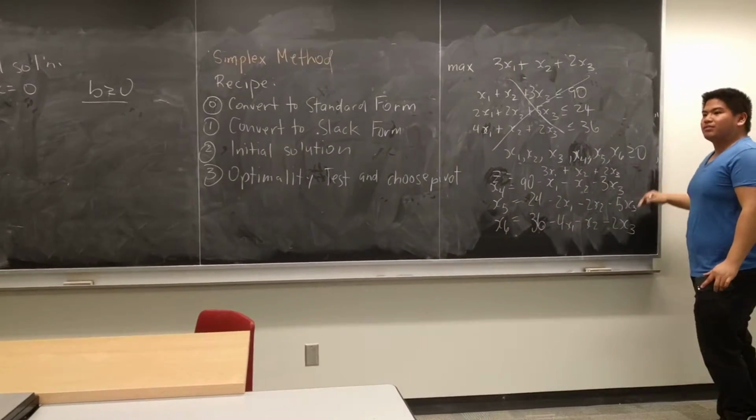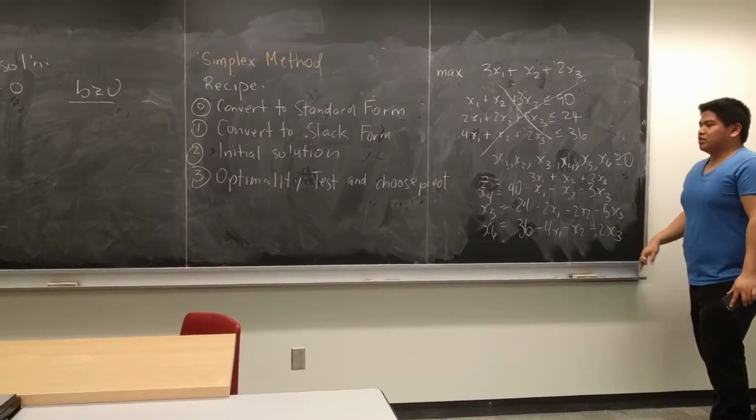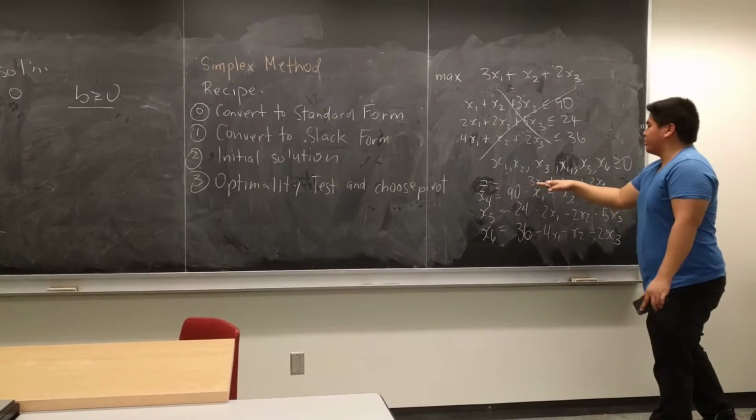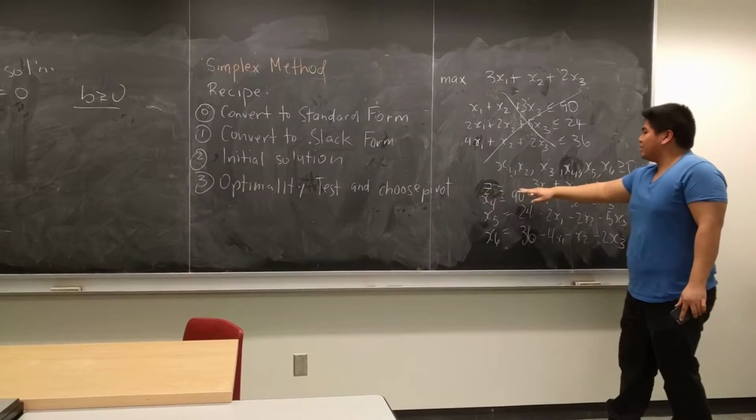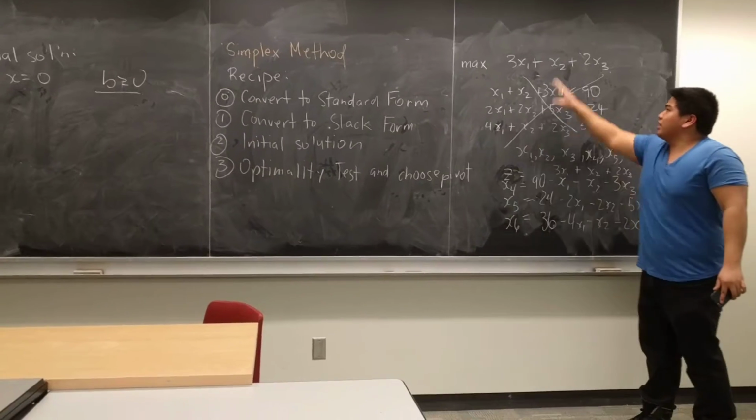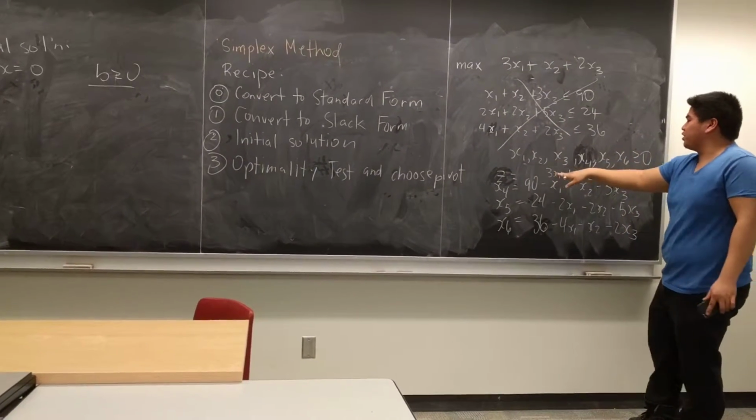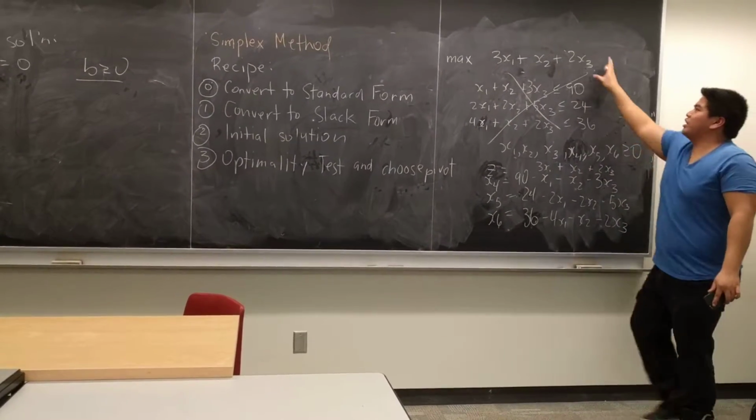Can you guys see this? What's written here? I added that little extra bit: Z equals. This is our objective function. Z is equal to 3x1 plus x2 plus 2x3. I just copied that here.